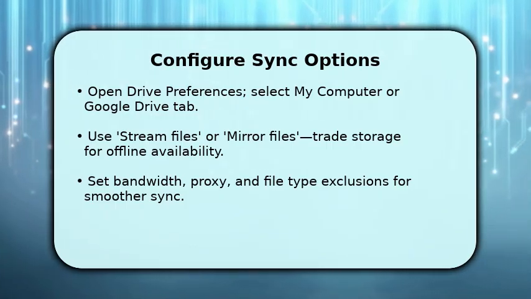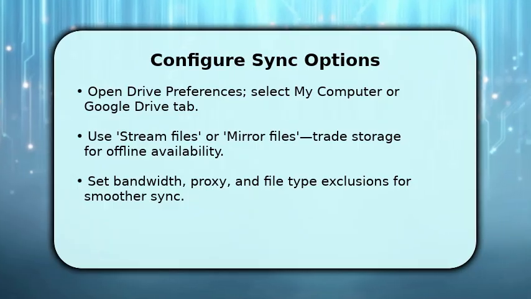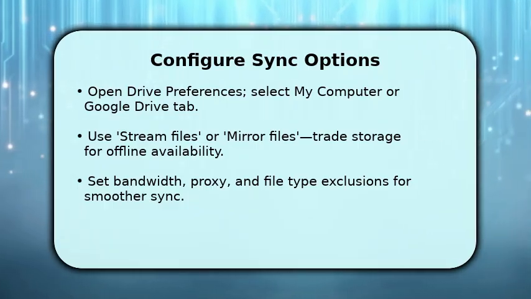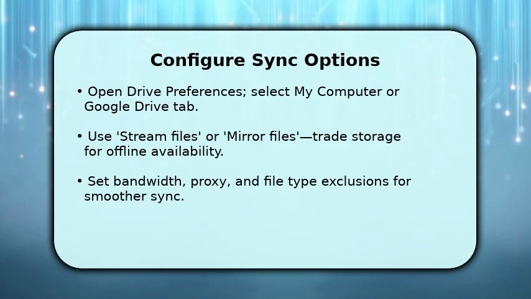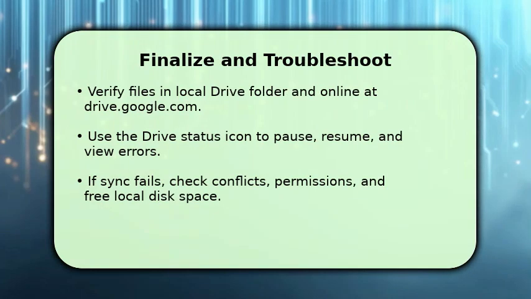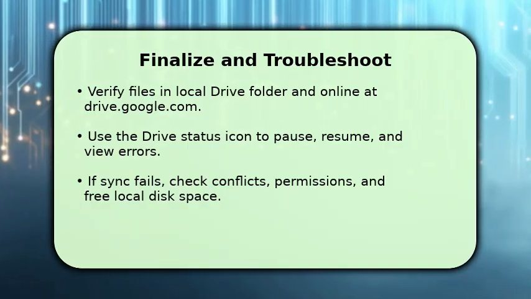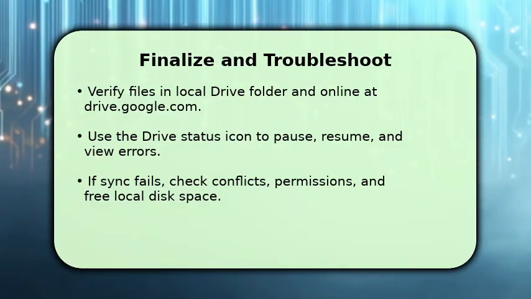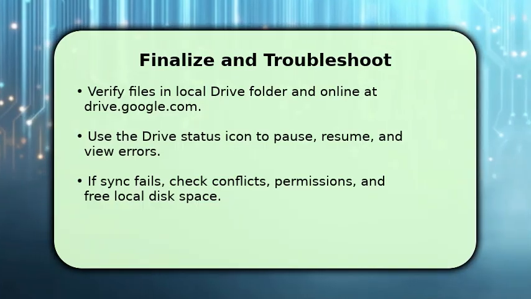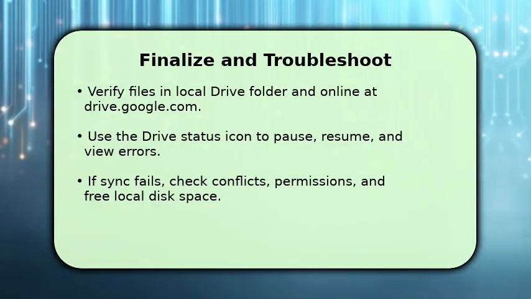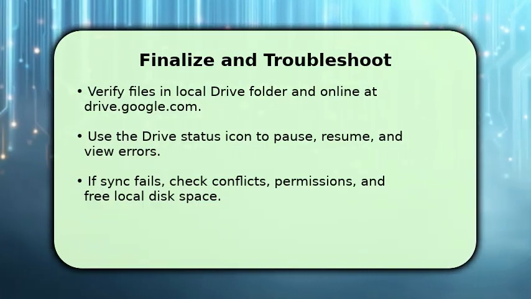Once you apply settings, Drive will index selected files and start the initial transfer. Watch the status icon for progress. You finish by verifying that files appear both in your local Drive folder and online at Drive.Google.com. This confirms two-way sync. Use the Drive status icon to pause, resume, or inspect sync errors and file conflicts.